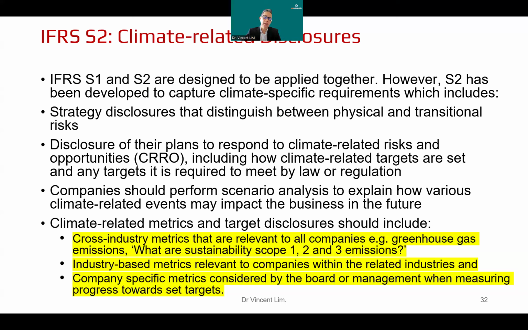So IFRS S1. It's a long course, as I told you, it's a semester. I'm trying to squeeze it into like 10 minutes. So IFRS is from ISSB. IFRS S1 is talking about the principles. S2 is the application, but these two need to be combined together.